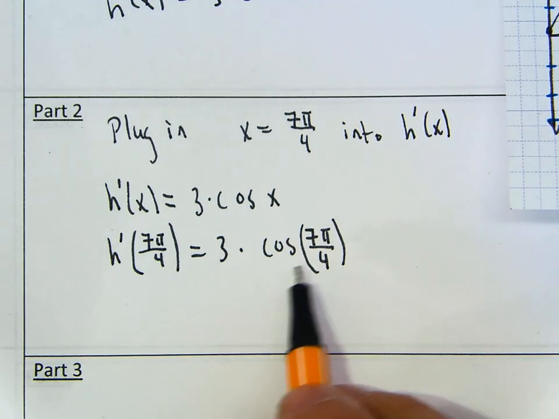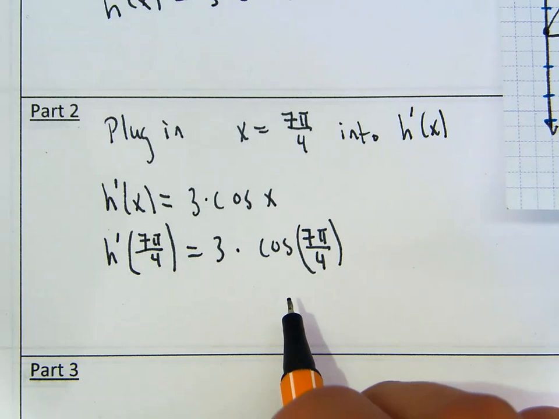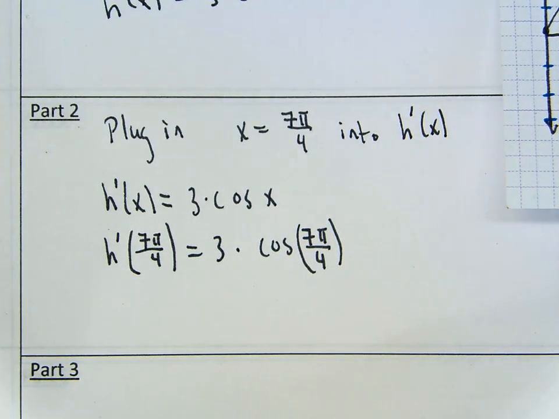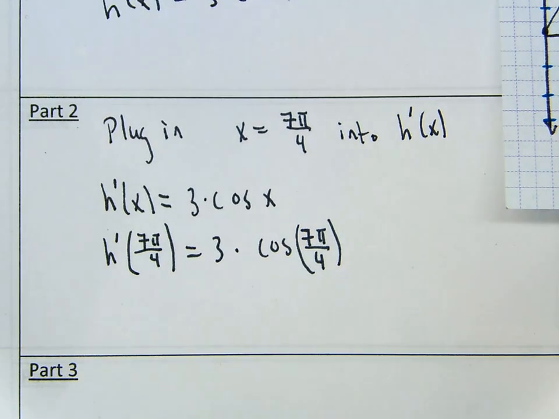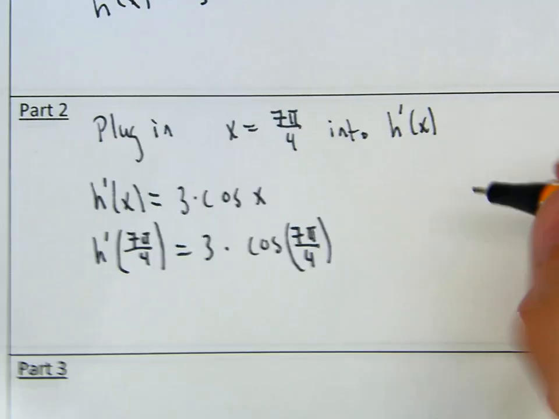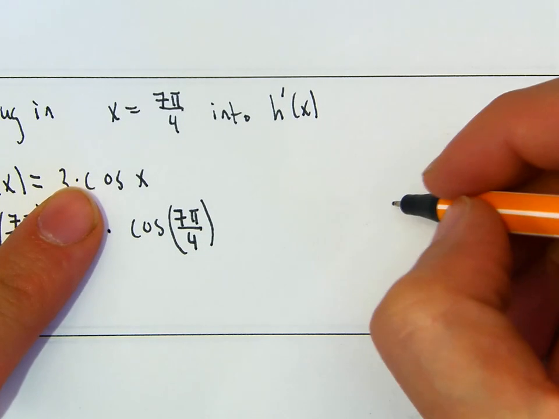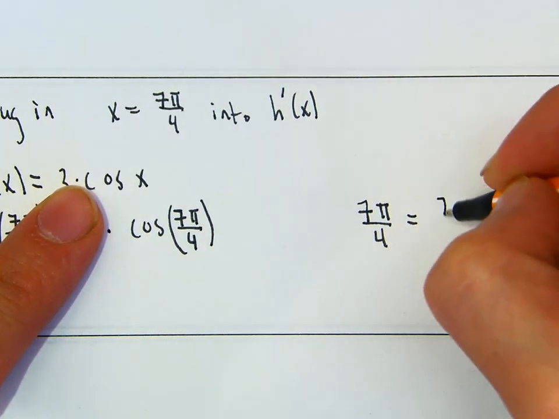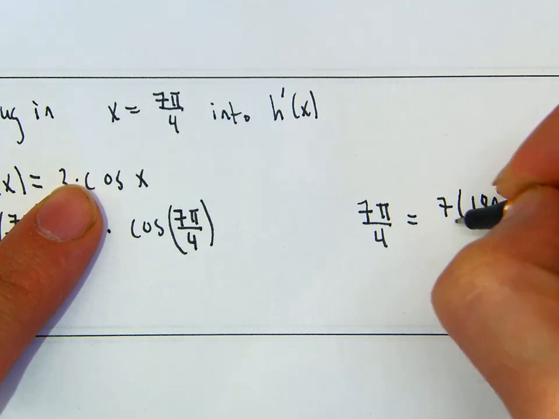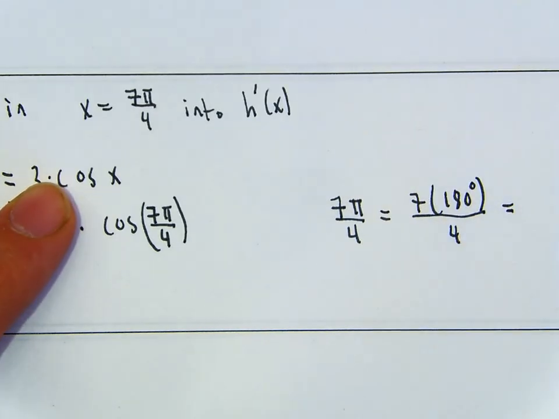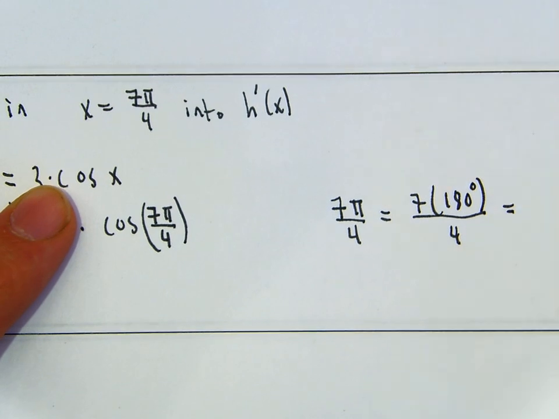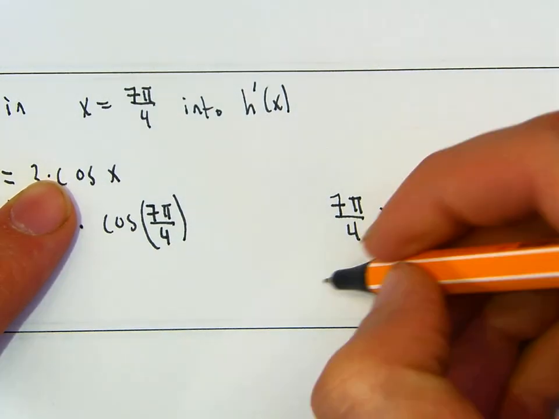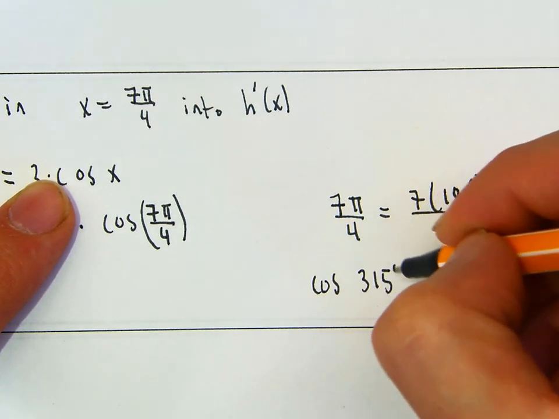Now, just doing this alone is its own problem. So you have to take your time and calculate cosine of 7 pi over 4. Pause the video, and if you feel shaky on how to solve it, well, what is cosine of 7 pi over 4? Notice that 7 times pi over 4 is the same as 7 times 180 degrees divided by 4, which is 1260 over 4, which is 315. So you're really just finding cosine of 315 degrees.